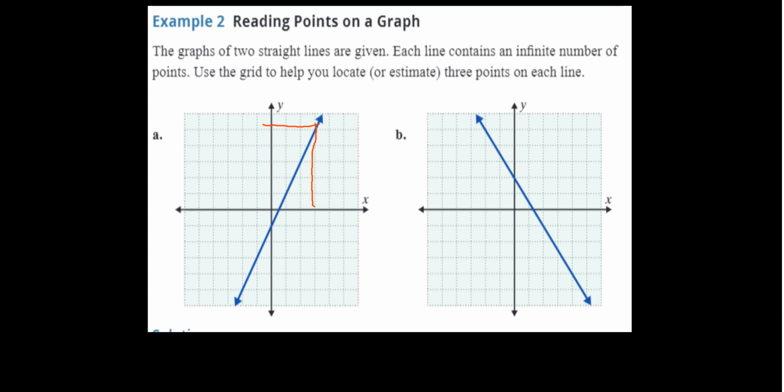That point looks like I'm going to be going over 3 units and up 1, 2, 3, 4, 5. Okay, so it looks like 3, 5 is a point. There we go. Looks like 3, 5 is the point.